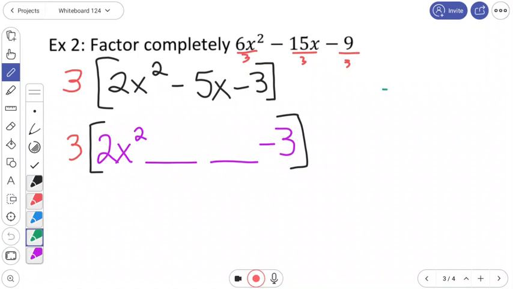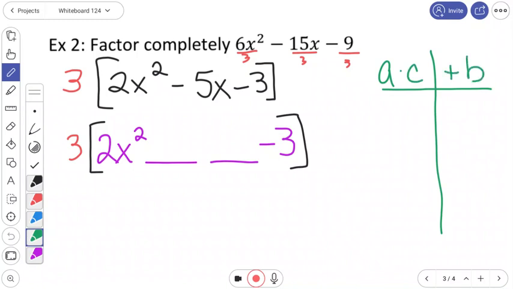Well, to figure that out, we're going to make our t-chart again. We need a times c that add to make b. Well, our a value is 2 and our c value is negative 3. When I multiply those together, I get negative 6. Our b value is negative 5.